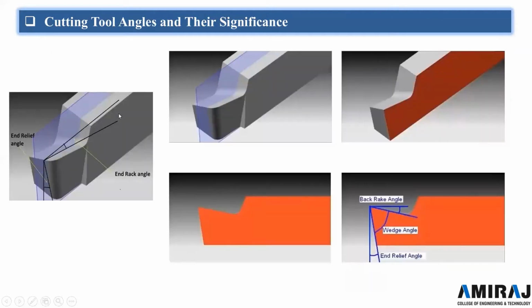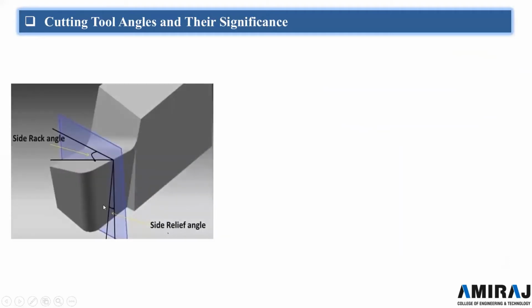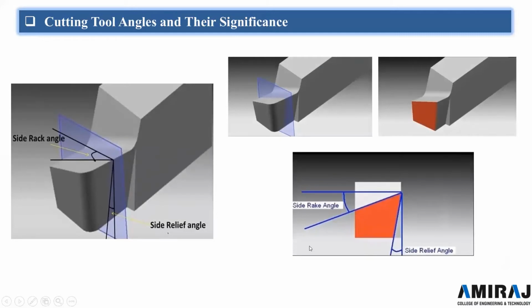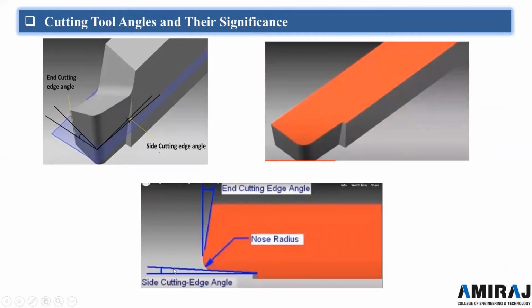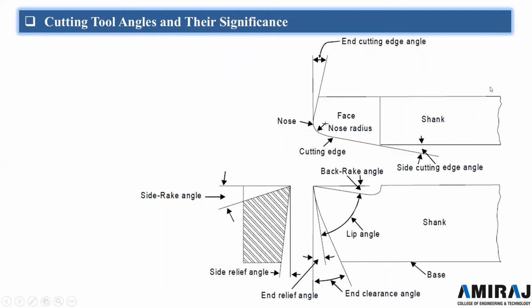First we take the front view, and we will get two angles, that is back rake angle and end relief angle, and that is called the wedge angle, the wedge of the cutting tool. Second one we take from the side view, so that is called side rake angle and side relief angle. And from the top view, we cut the tool in half, then we will get the end cutting edge angle and side cutting edge angle, as well as we can see the nose radius. So this is the three views. Now we will discuss them one by one, how to define them.